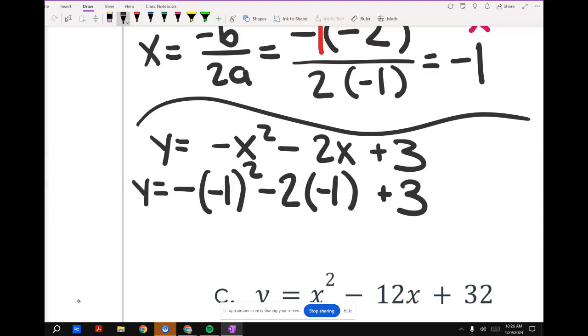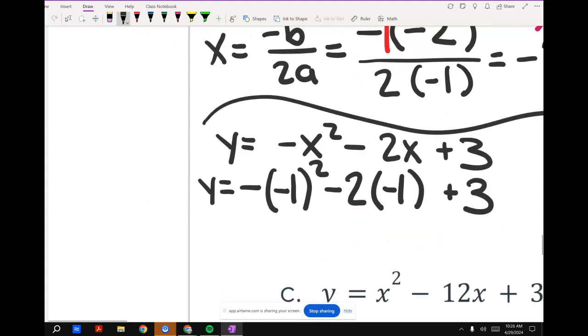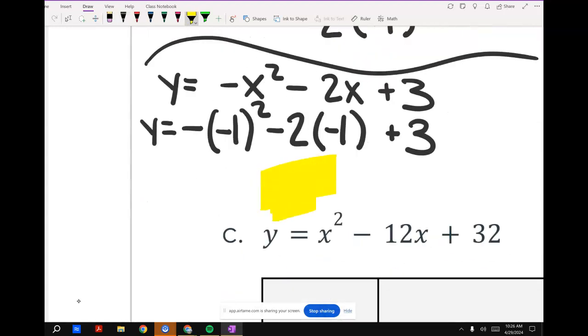When we're evaluating, we have a bunch of negatives. We just have to remember our order of operations. So looking at our first term, our negative 1 squared has to happen first. So negative 1 times negative 1 is positive 1. But then we have, again, this negative out in front. So it's like we're taking this positive 1 we got by squaring and then multiplying it by a negative 1. So our result is going to be negative 1.